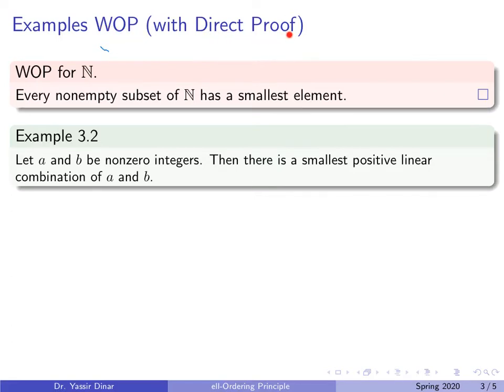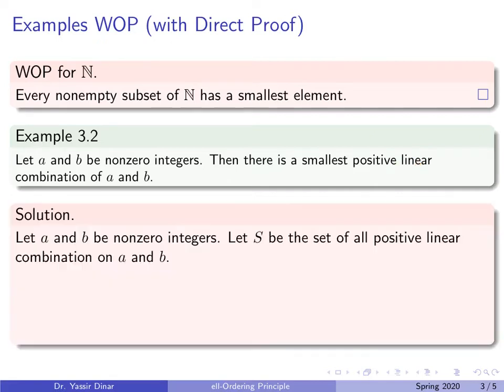with a direct proof. In this example, A and B are non-zero integers. Then we want to prove that there is a smallest positive linear combination of A and B. That means when we find this smallest positive linear combination, any other positive linear combination will give me a number greater than this smallest one.